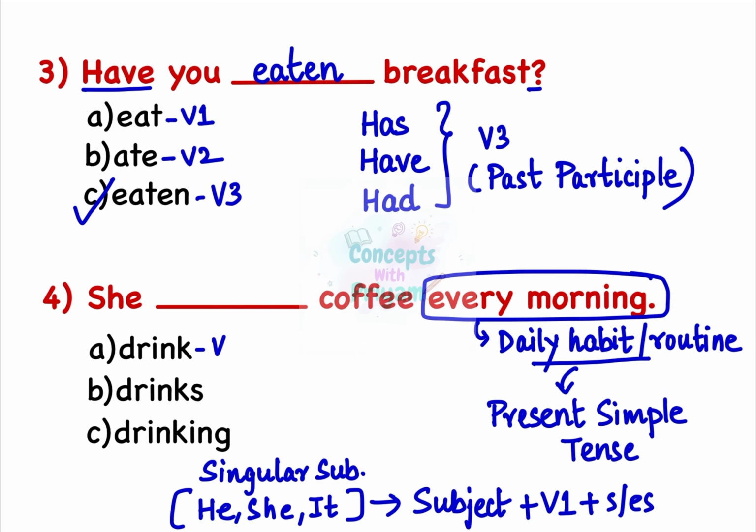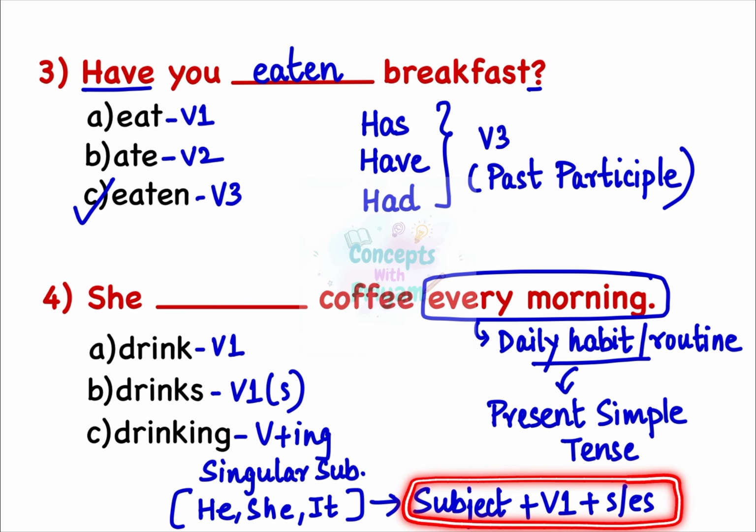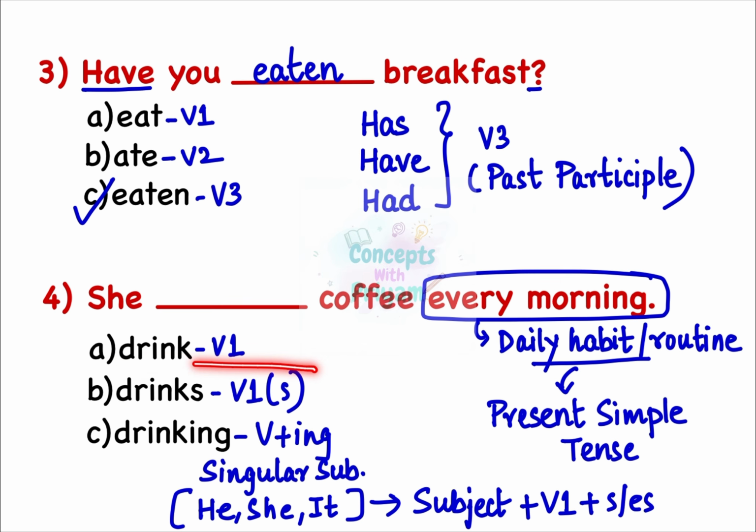Drink is verb 1, the base form of the verb. Drinks is verb 1 plus s. Drinking is ing form of the verb 1, that is verb plus ing. Since the singular subject is she and the sentence talks about a daily habit or routine, the sentence follows the structure subject plus verb 1 plus s or es. So the correct answer is drinks. She drinks coffee every morning.